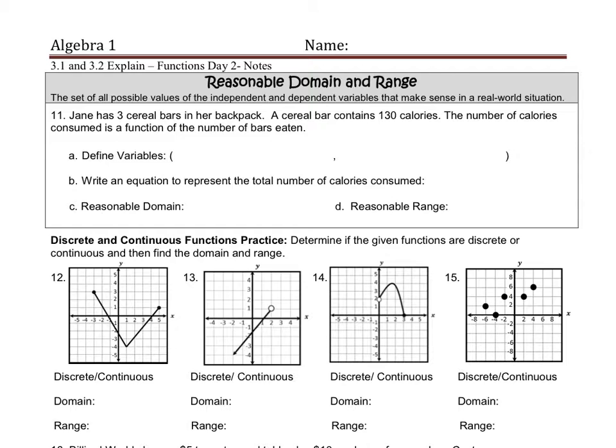So yes, we could say at 0 bars, 0 calories, at 1 bar, 130 calories. What if she just eats 3 nibbles off of that bar? Every nibble she takes on that bar is more calories consumed. So in between 0 and 1 bar, every one of those data points makes sense in between. So this is continuous. So go ahead and pause your video and complete number 11 and then check back for the answer.